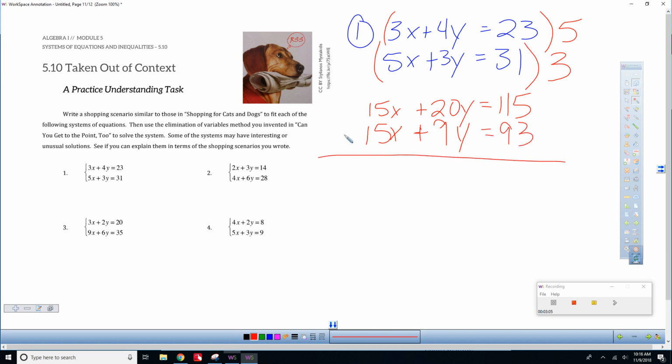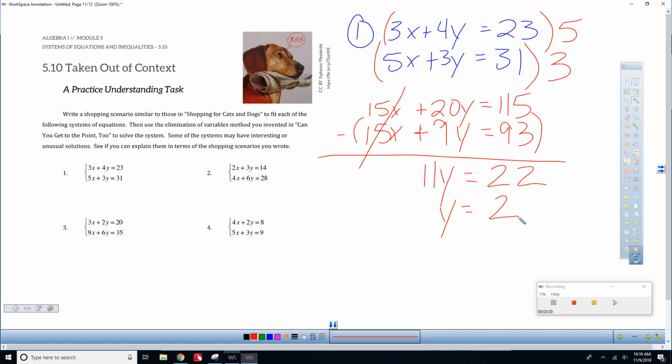Now we can subtract it. 15x minus 15x is? She gone. Okay, it is 0x. Carson hates putting the 0, by the way. 20 minus 9? 11y. 115 minus 93? 22. I like it when the numbers work out like that. Divide each side by 11. Y equals 2. So that was, what was that? That was caramel corn. So we can bag up caramel corn in 2 minutes.